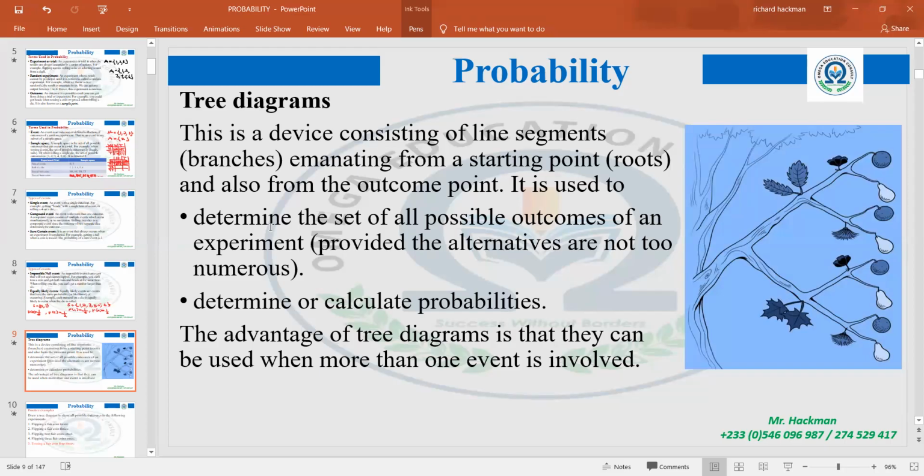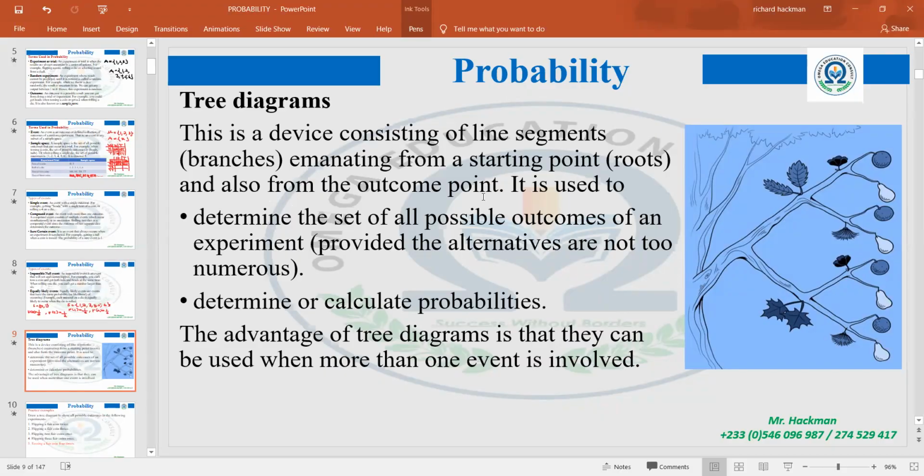It might not necessarily be the root. It can start from maybe somewhere here, which obviously is not the root, connected to the main stem. So this is what we have. Let's come to the continuation. And also from the outcome point. So it's not always only that your branches, which are the line segments, will move from the root, the source.